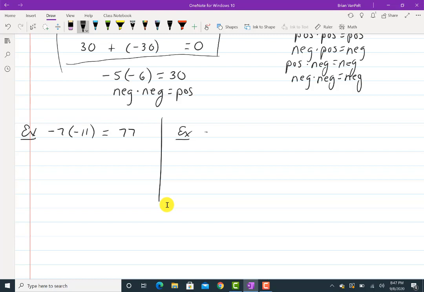Negative 31 times negative 95. Once again, I know it's going to be a positive answer. So in order to do this, I am not going to be able to do it off the top of my head, so I will break it down as such. Let's start. 5 times 1 is 5. Then 5 times 3 is 15. Bring down a 0. 9 times 1 is 9. 9 times 3 is 27. And then let me add everything up. Carry a 1. 9. So it looks like 2,945.